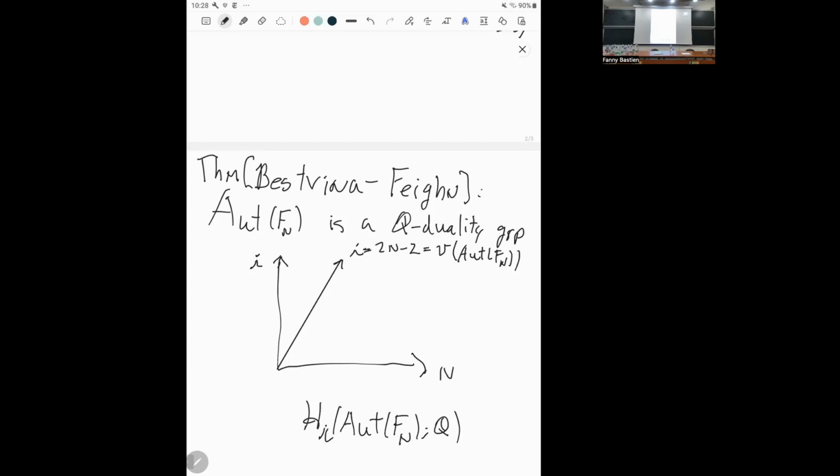And so since Out(F_n) is a rational duality group, if i is above the VCD, then these homology groups are going to vanish. So this is 0 everywhere above this line.